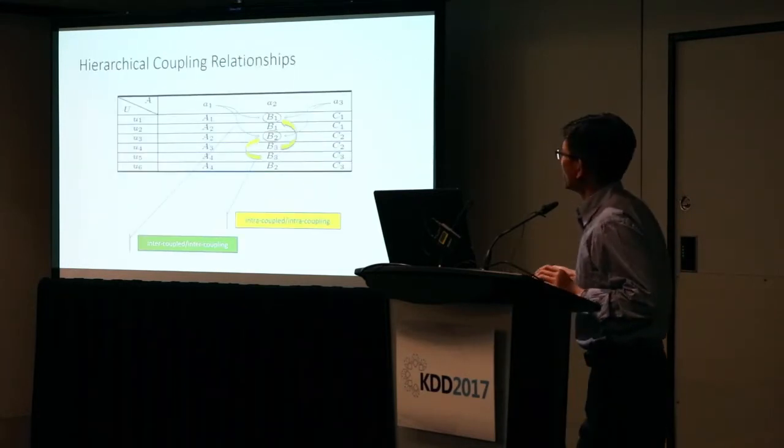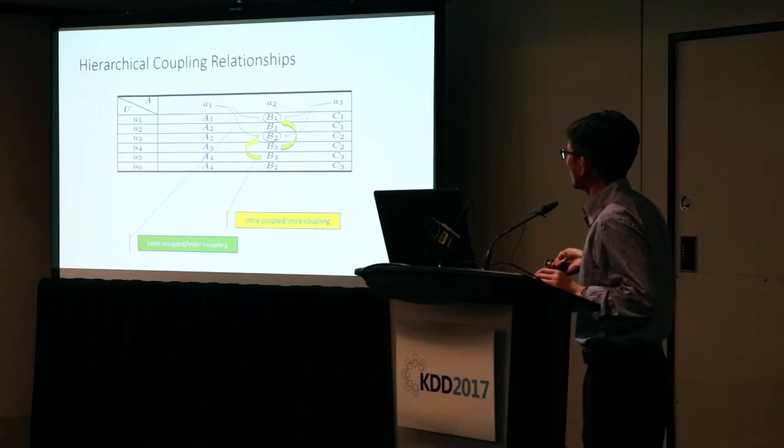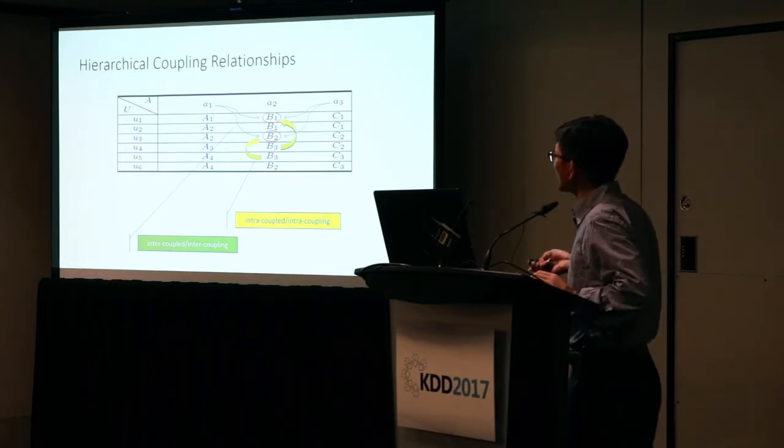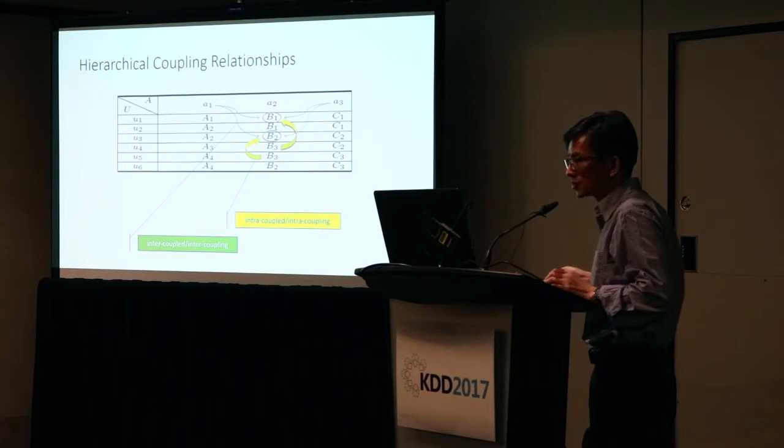So simply, we illustrate this with a simple information table. You go to B1, B2, and I'm going to look at the relation between B1 and B2. This is something we call the intra-coupling relation. And then it has an impact from A1 on this B1, B2, or A3 on this B1, B2. That's called inter and intra.